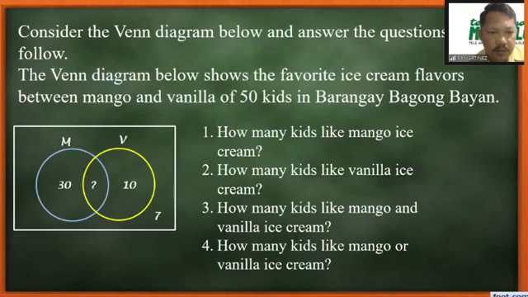How many kids like mango and vanilla ice cream? Three in the intersection, and then 30. Okay, we have 10, 10, no. Okay, wait, no.